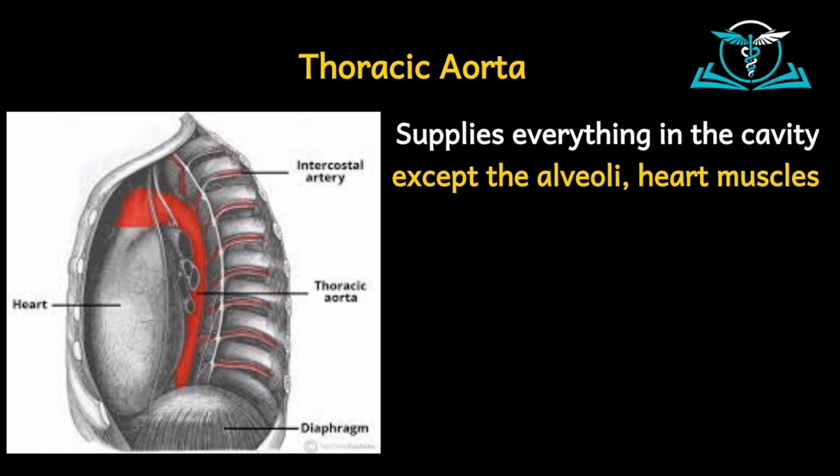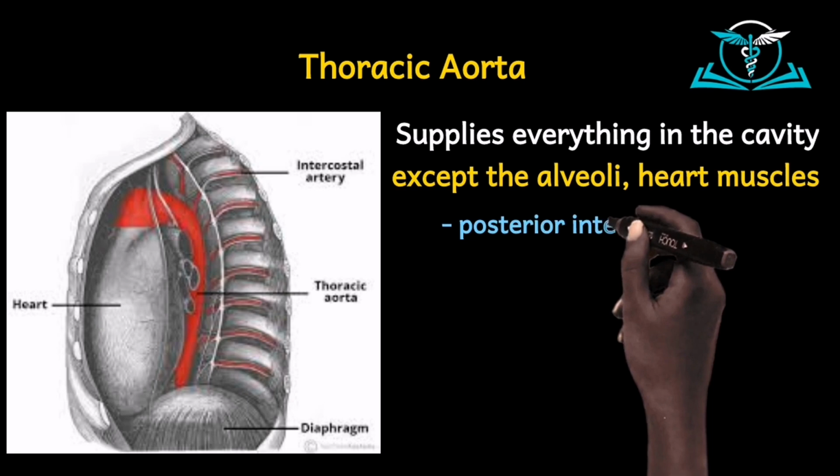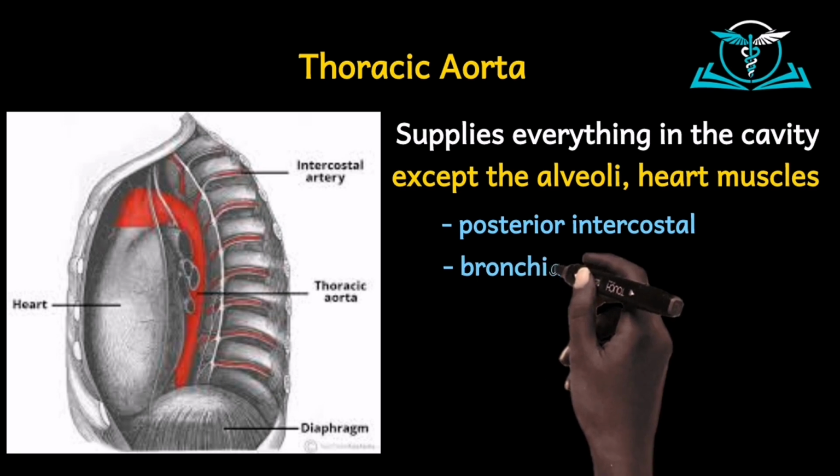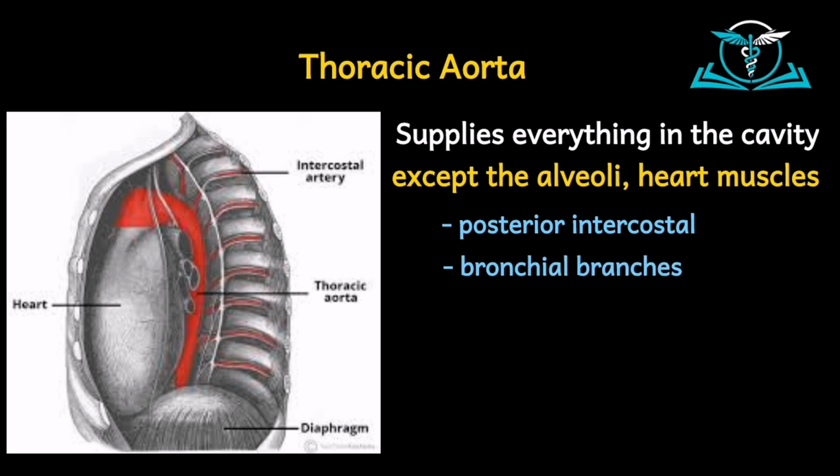From the very beginning we've given a hint on what supplies the alveoli and the heart muscles. The alveoli are supplied by the pulmonary artery, and the heart muscles by the coronary arteries. The thoracic aorta gives the posterior intercostal arteries, as you can see in the diagram I have given. Then it gives off bronchial branches. The bronchial branches supply the bronchial tracts, or the bronchi, I should say.